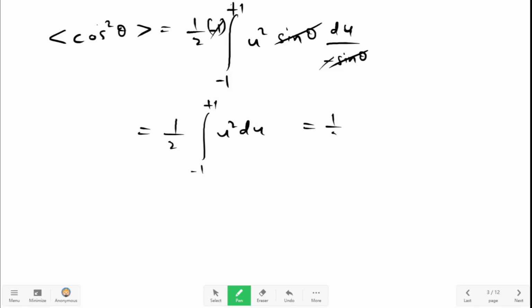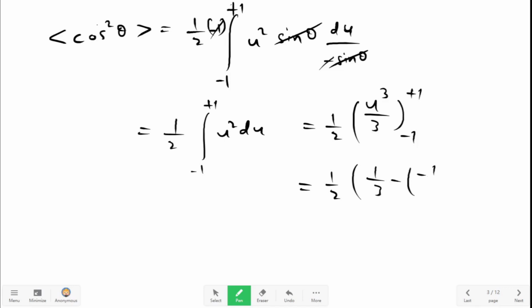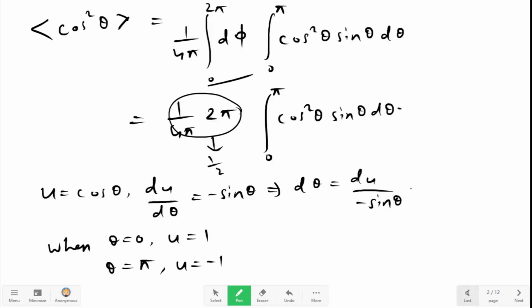This is equal to 1 by 2 times u cube by 3 within the limits minus 1 to plus 1, which is equal to 1 by 2 times 1 by 3 minus minus 1 by 3. Therefore this is coming out to be equal to 1 by 3. The average of cos square theta is 1 by 3.